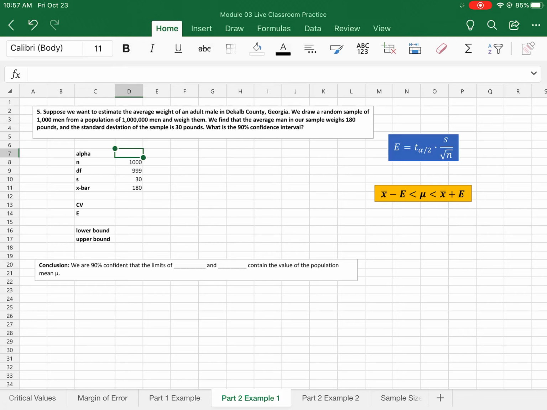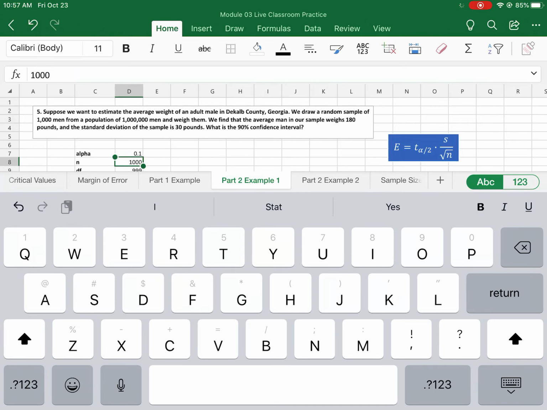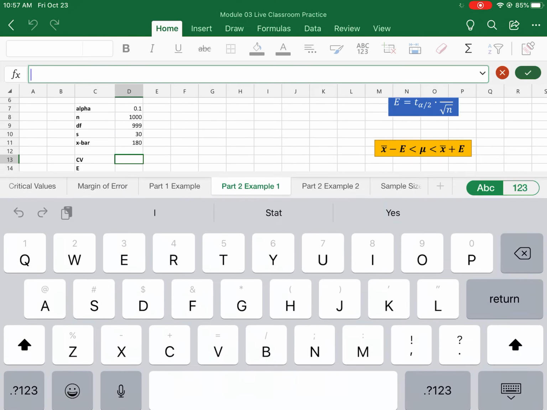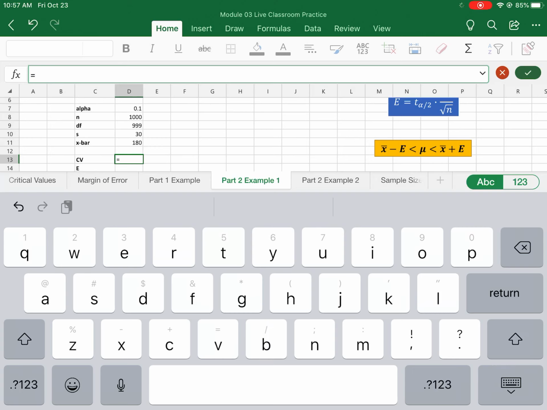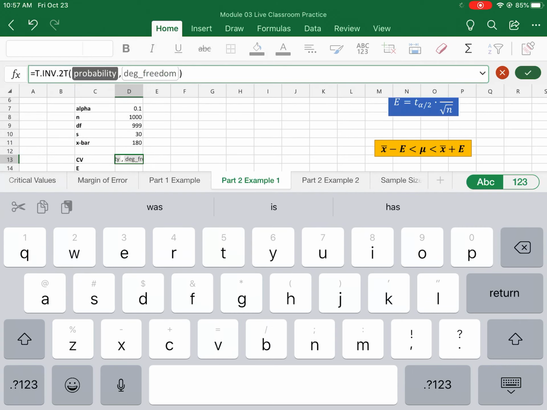Okay, so let's go ahead and find alpha. If you remember, your alpha is 1 minus the confidence level. It's a 90% confidence, so I'm going to do 90 divided by 100. I hit enter, so I get 0.1. Now I'm going to go ahead and find that critical value. Remember your critical value, I'm using my T inverse. There it is. My probability is my alpha. Then I'm going to click the degrees of freedom.